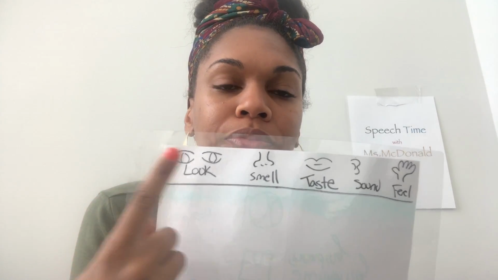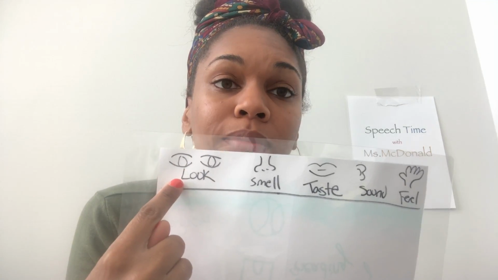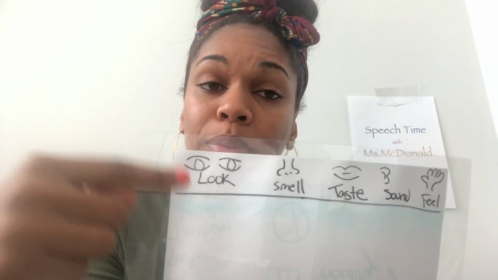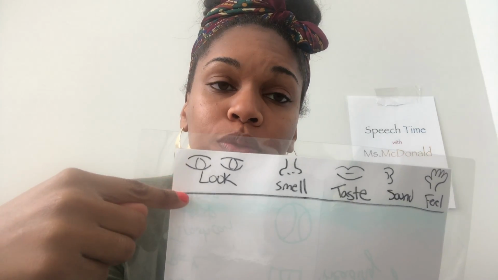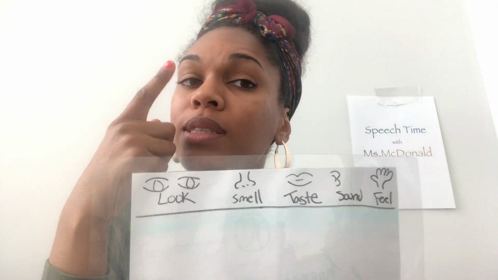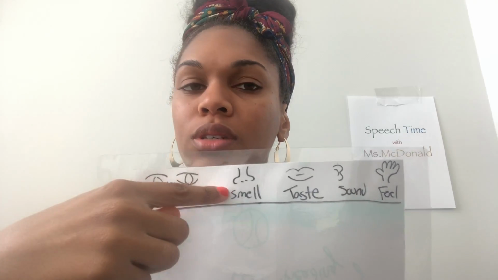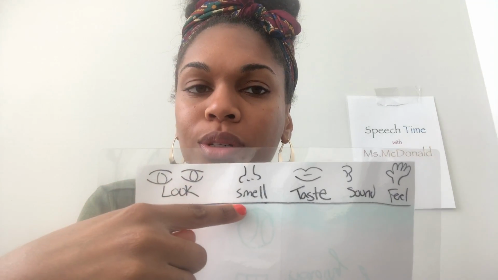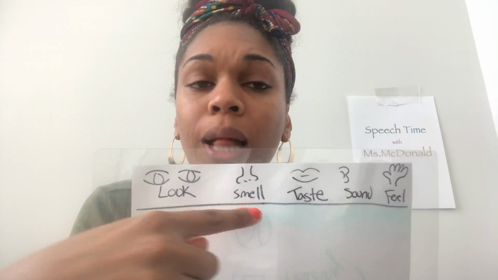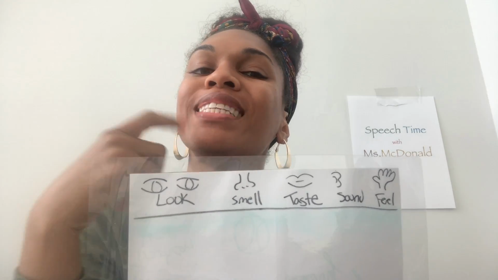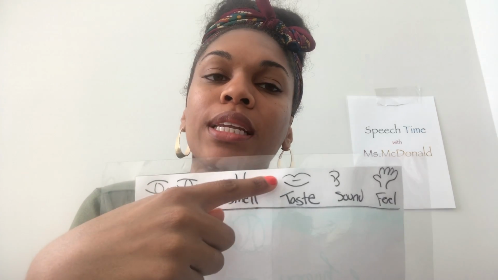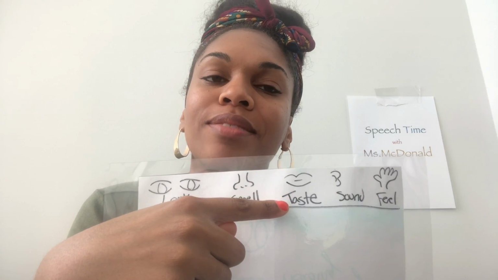We're going to make a chart. We are talking about how something looks. So I put these eyes. You can draw the picture too if you'd like. I'm talking about how something smells. So you can draw a nose and write the word smell. I'm talking about how something tastes. So I could draw lips and write the word taste.